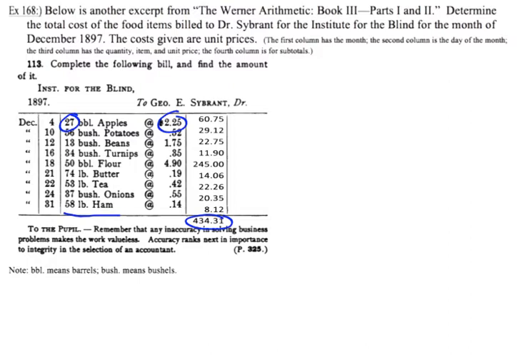I like that the author stated here something I want to make mention of. To the pupil, and the pupil would be the student: remember that any inaccuracy in solving business problems makes the work valueless. Accuracy ranks next in importance to integrity in the selection of an accountant. Because if you make mistakes, it doesn't matter how honest you are, if accidental mistakes are a form of dishonesty, is I think what that's saying.